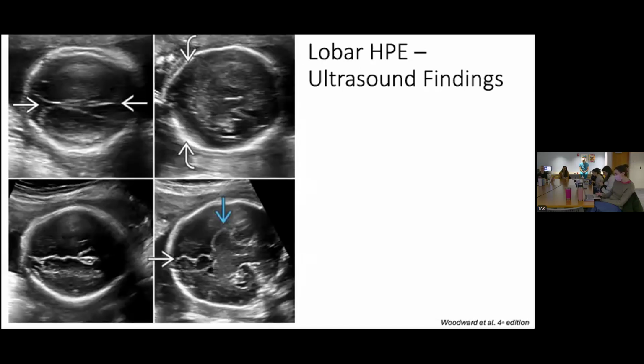Here are some more ultrasound images of lobar holoprosencephaly. The top two images are from a fetus that was 22 weeks. Later in the pregnancy, this fetus was scanned again, and this is a 32-week ultrasound. Here you can see there is an interhemispheric fissure. There is no CSP visualized. The frontal lobe is fused here, and there is partial thalamic fusion as well, which is here.